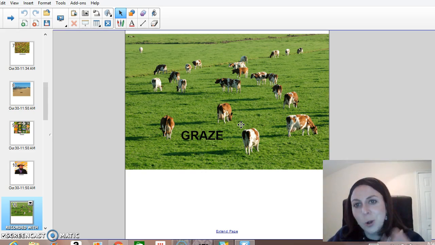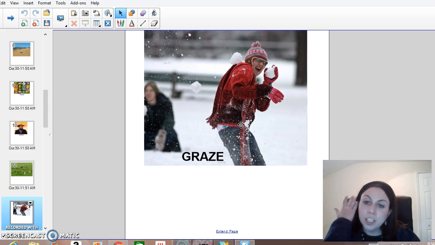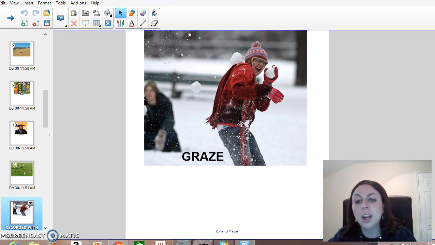Graze. Graze is, cows very often like to graze on the grass. They kind of walk slowly. They eat on the grass. Graze also can mean, like with a snowball, it grazes your chin. It kind of softly touches your chin, softly touches your sweater.